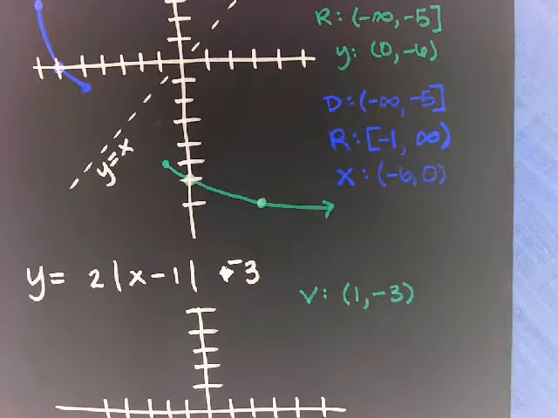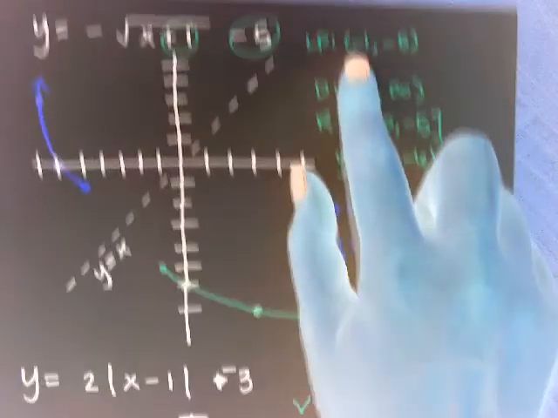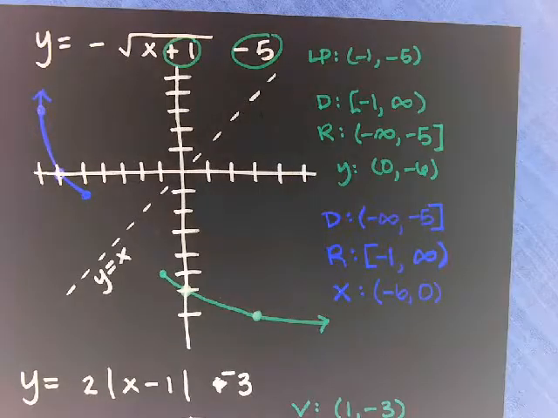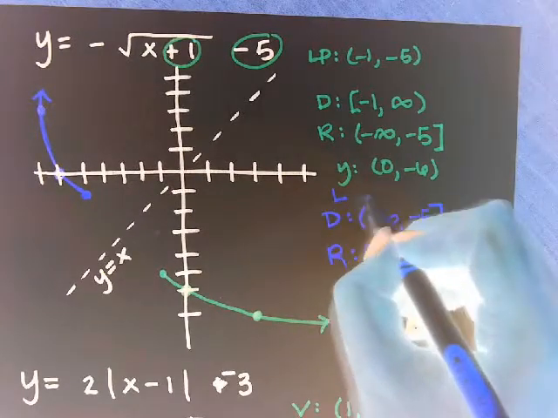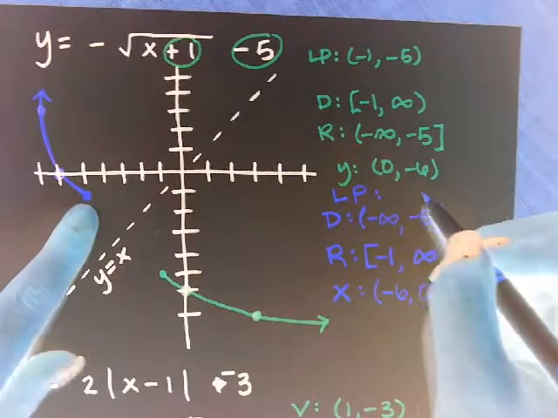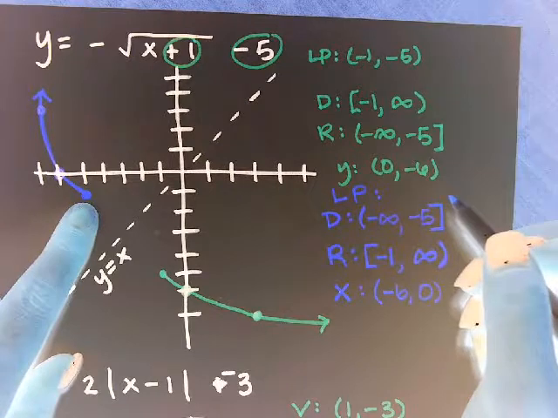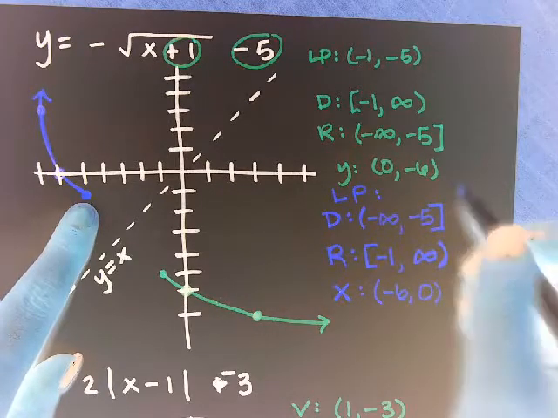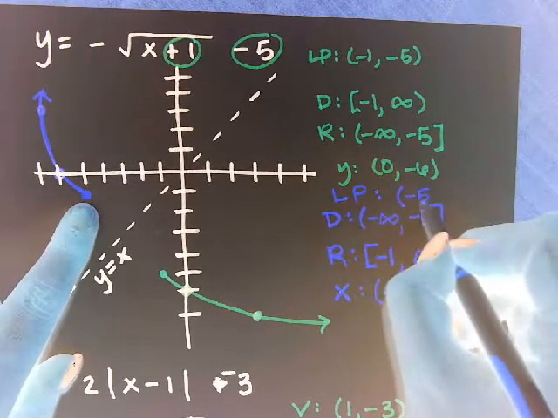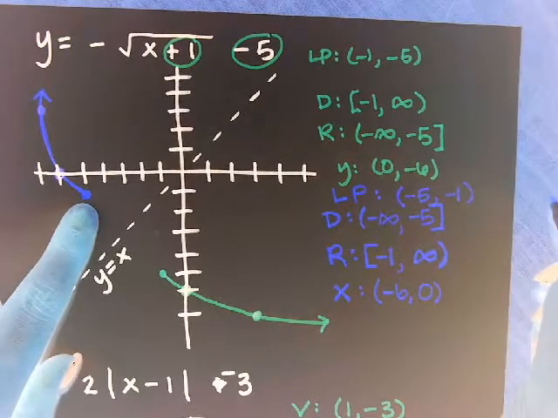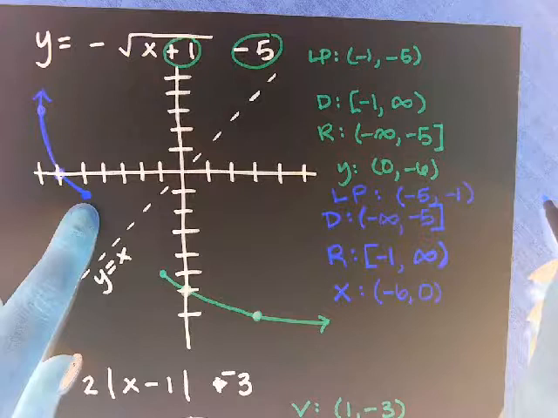Ooh, you know what we should do? Let's go back up here. The locator point for the original function was -1, -5. Locator point for the inverse: -5, -1. And that fits what we know about inverses, right? We just trade all the x's and y's. So it would make sense that the locator point did exactly the same thing. Traded the x and y's.